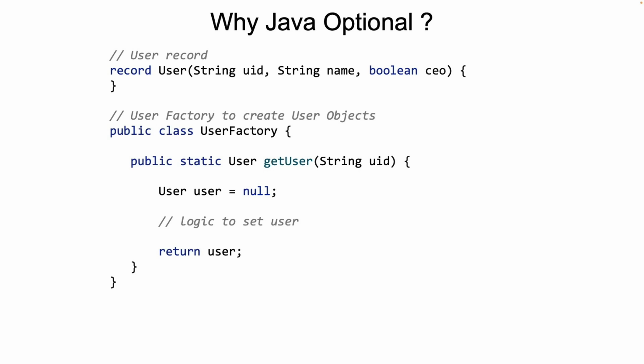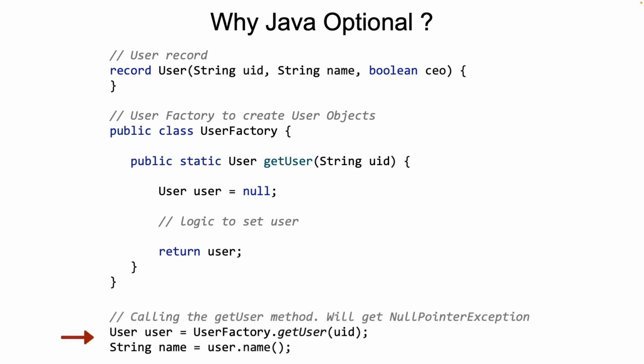So why do we need Java optional? Let's take a look at the code on the screen. You see that there is a user factory class which has a method to return a user based on some logic, maybe fetching from the database.